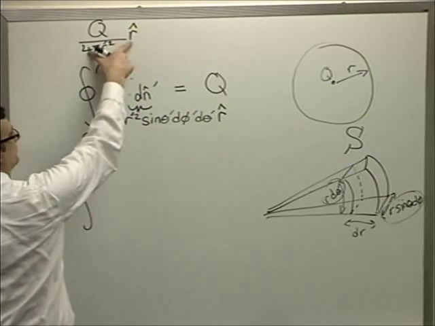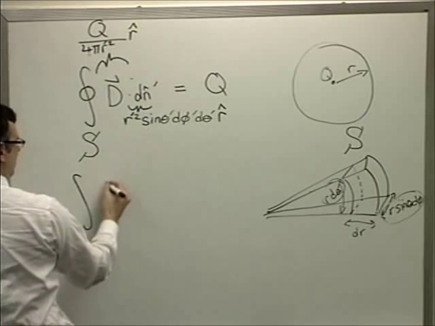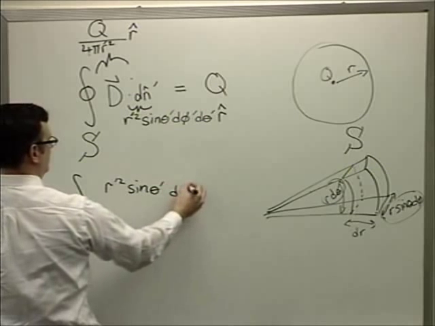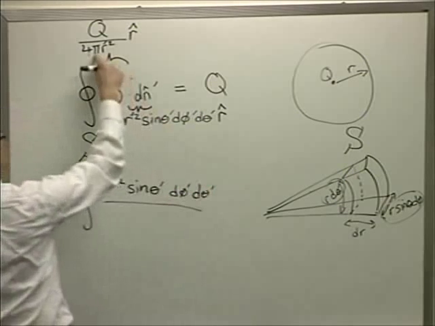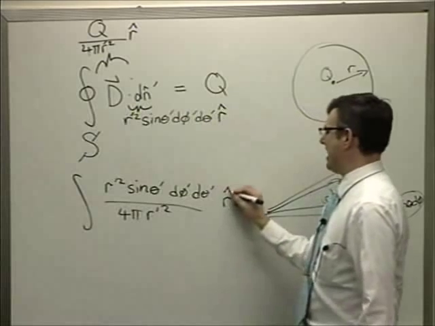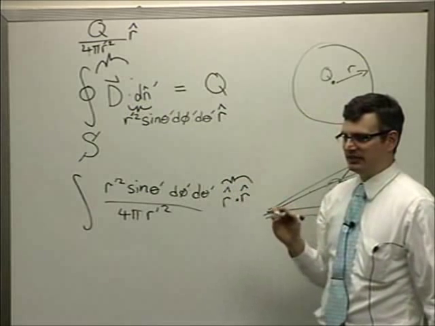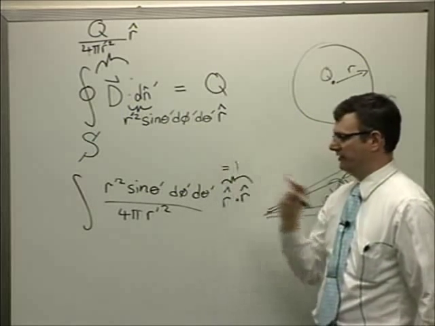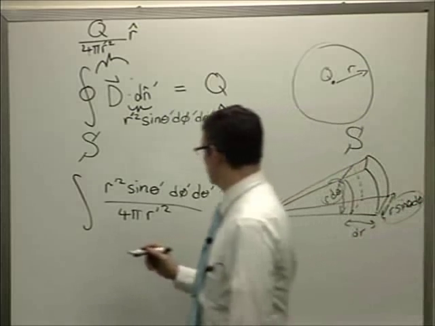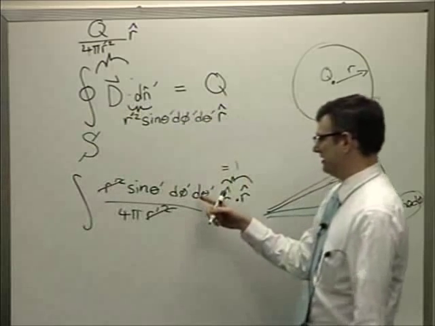So I've got this vector dotted into this vector, with a bunch of scalar stuff in front. Let's start simplifying. R prime squared, sine theta prime, d phi prime, d theta prime. In the denominator, I got a 4 pi r prime squared. I got r hat here dotted into r hat. What's a unit vector dotted into itself? 1. You're thinking of orthogonal unit vectors. Great. Look, the r's cancel. And what I'm left with is the integral of this thing.